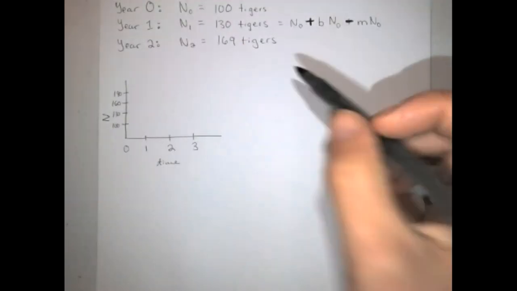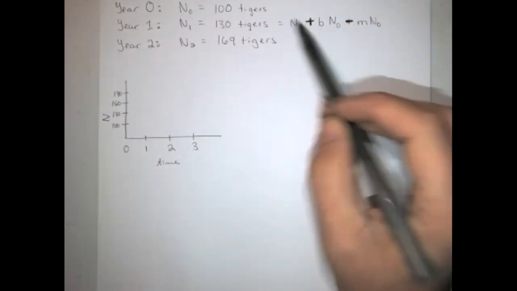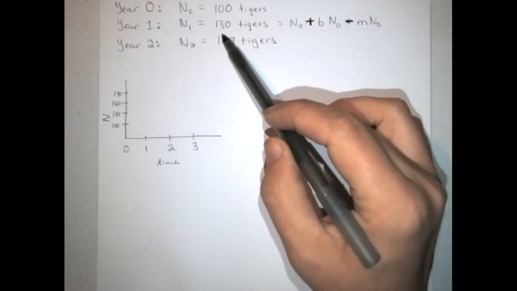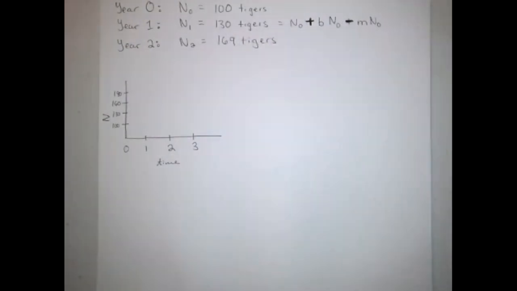We can continue to do this using the same kind of calculation. Instead of N0, we would then use N1. So 130 tigers plus the number of births minus the number of deaths gave us 169 tigers. I do want to give an alternate equation for this calculation, one that is used in a lot of other contexts as well. And so you might see this one come up, and I want you to know just how to use it.